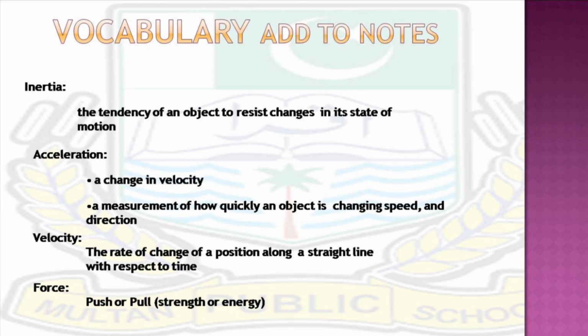Now here is some vocabulary for this lecture: inertia, acceleration, velocity, and force. Inertia is the tendency of an object to resist changes in its state of motion. Acceleration is a change in velocity, or you can say a measurement of how quickly an object is changing speed and direction. Now, what is velocity? Velocity can be defined as the rate of change of position along a straight line with respect to time. And force is a push or pull, or strength or energy, you can say.